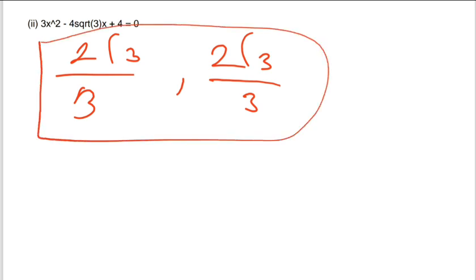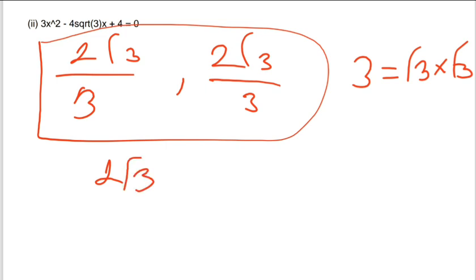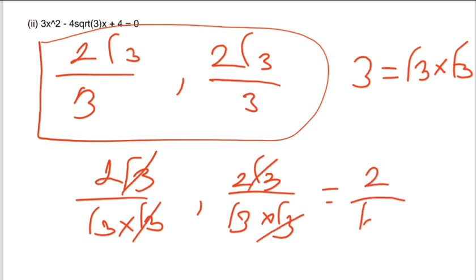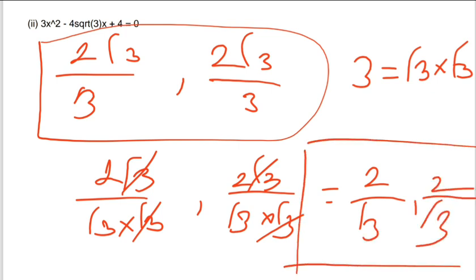Now we can simplify this even more. We know that 3 can be written as root 3 into root 3, yes or no? So root 3 into root 3 is 3. So 3 can be written like this also, and we will write the denominator like that: root 3 into root 3 and 2 root 3 into root 3. We are just cancelling the numerator and denominator. Similarly, zeros will be 2 by root 3 and 2 by root 3. So these are our zeros for d equal to 0 for this question.